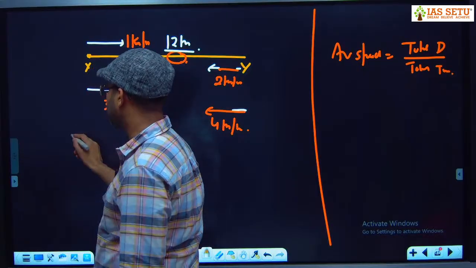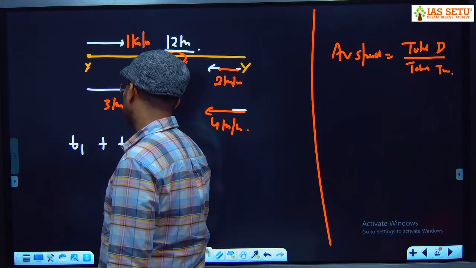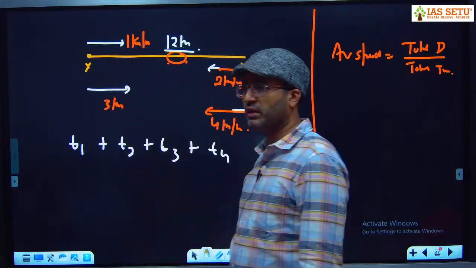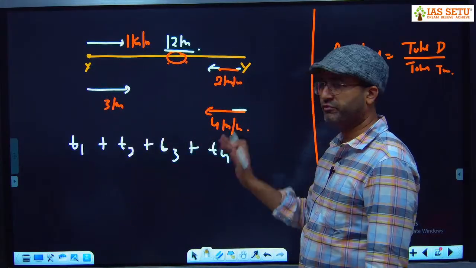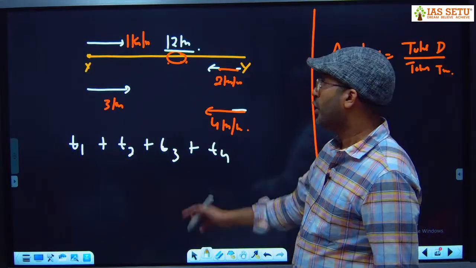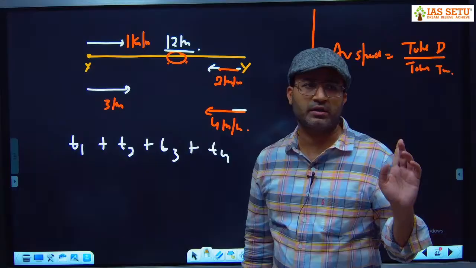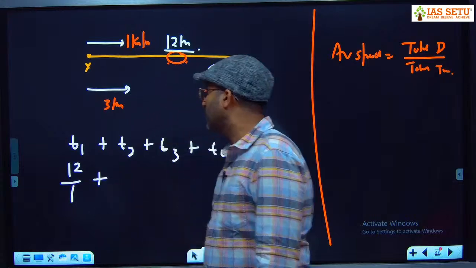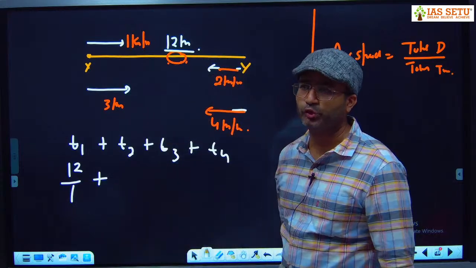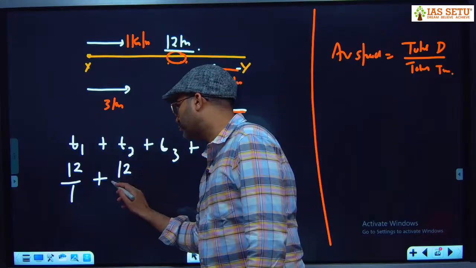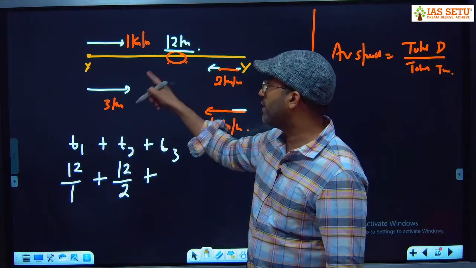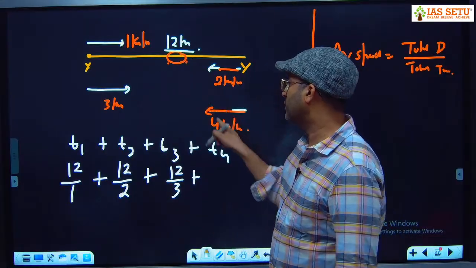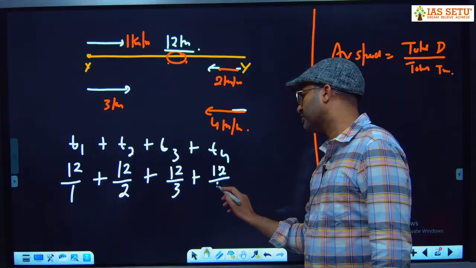सो आई टेक टाइम t1, t2, t3, t4, 4 बार कर रहा हूं ना मैं, तो पहले मुझे टाइम t1 लग रहा है, फिर t2, फिर t3, t4। If I cover 12 kilometer at a speed of 1, then how much time I need? 12 hour? 12 by 1. If I cover 12 kilometer at a speed of 2, then 12 divided by 2, 6 hour. If I cover 12 kilometer at a speed of 3, I need 4 hour. If I cover 12 kilometer at a speed of 4, I need 3 hour.